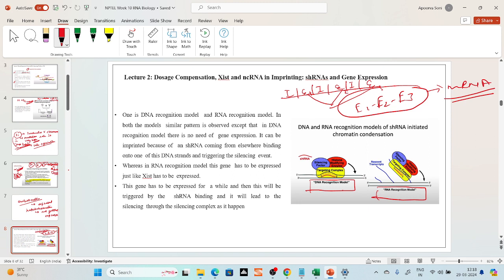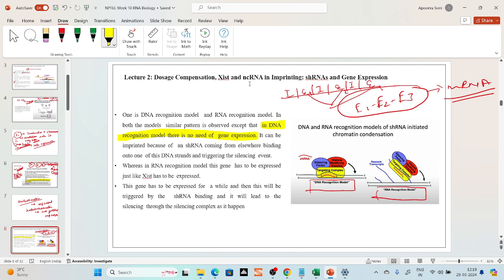So what is there in both the models, a similar pattern is observed, except in the DNA recognition model, there is no need of gene expression. It can be imprinted because of shRNA coming from elsewhere, binding on the DNA strand and triggering the silencing event. That means genomic imprinting or genetic imprinting is facilitated by shRNA. This is what we have just now learned. Now, this shRNA has to come and bind to the genomic region so that it can start the genetic imprinting process, correct or not?